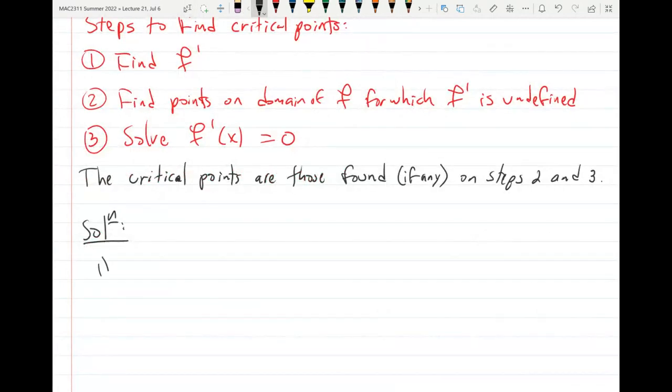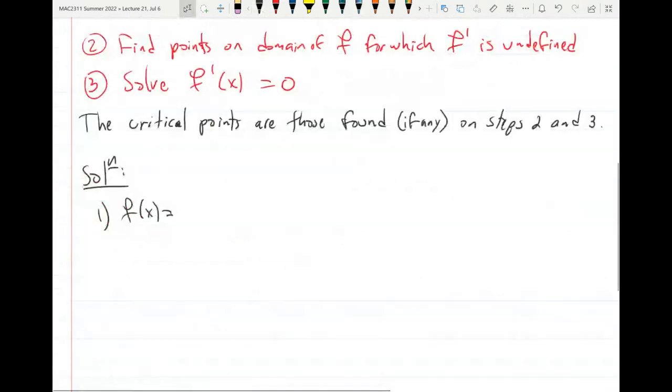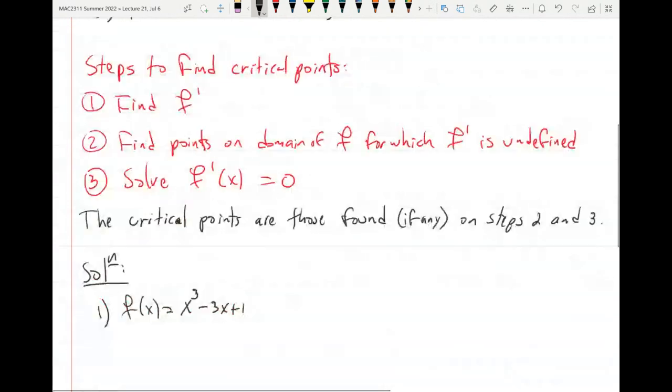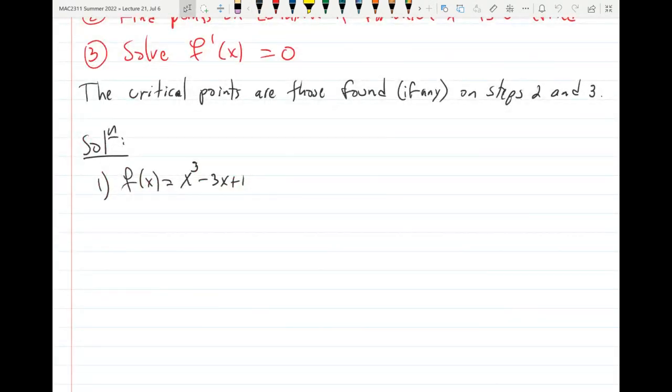All right, so solution. Let's solve the above questions. For the first one, let's do the cubic. We have f of x equals x cubed minus 3x plus 1. Let's find the critical points. Step number one, we find the derivative: f prime is 3x squared minus 3. Now, here is some advice. Since we need to find zeros, if you get a polynomial or a rational function, factor everything, because it will make the problem easier later on. So once you find the derivative, factor as much as you can.